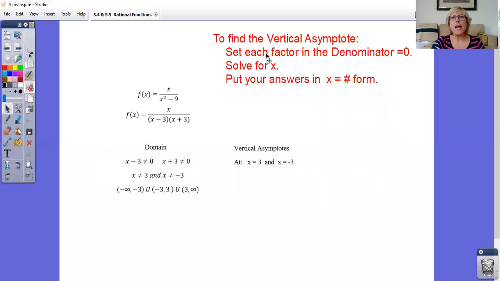So to find vertical asymptotes, you set each factor in the denominator equal to 0, and then you solve for x. So new function. I'm going to take my denominator and factor. I'm going to talk about domain, and I know that x cannot equal 3, x cannot equal -3. I set up my intervals if they wanted interval notation. And I know that my vertical asymptotes are at +3 and -3.